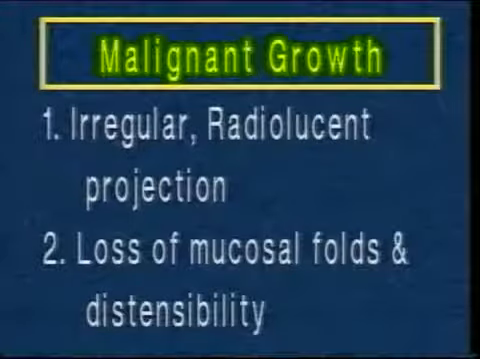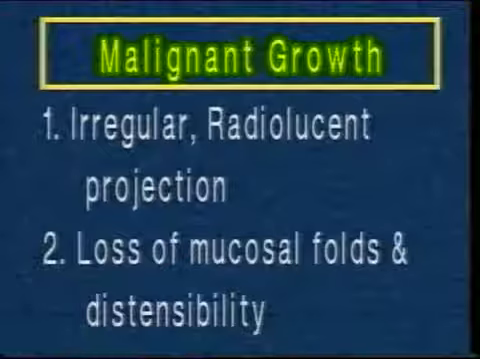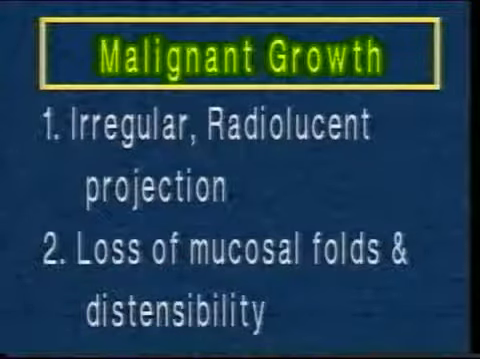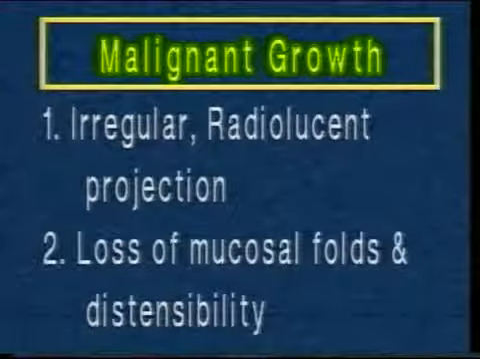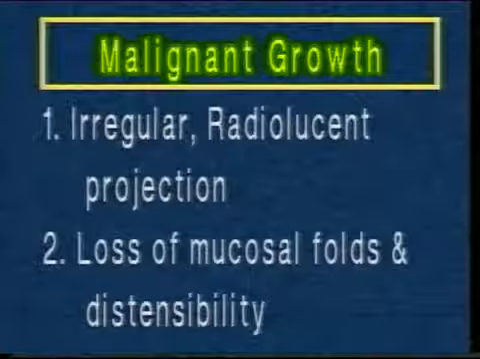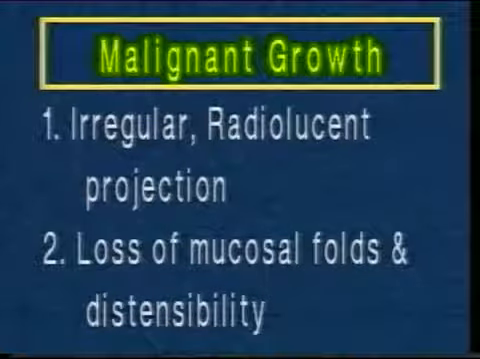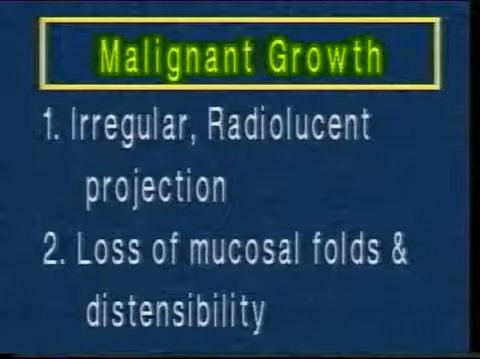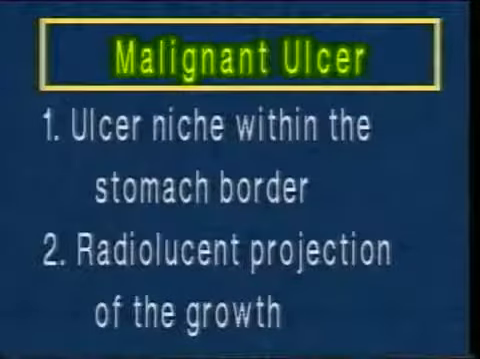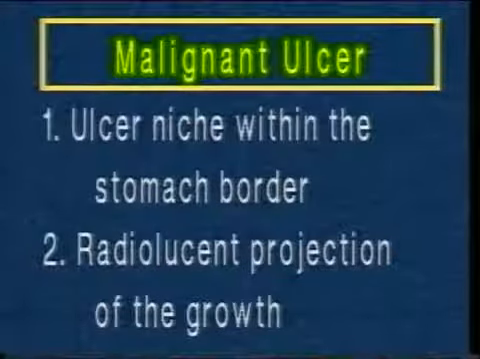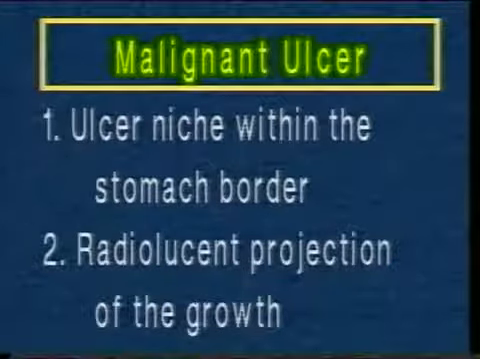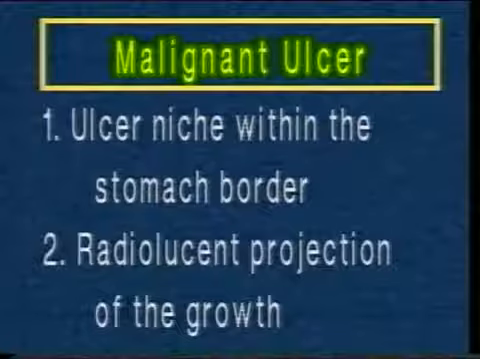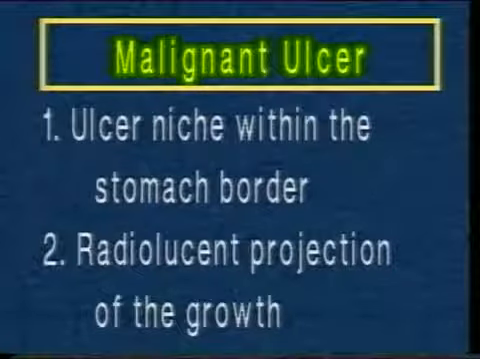So the radiological features of a malignant growth in the stomach are a radiolucent projection of the growth casting a negative shadow in the barium-filled stomach, loss of mucosal folds and loss of distensibility. And the features of a malignant ulcer are an ulcer nick which lies within the projected line of the stomach border and the radiolucent projection of the growth into the barium-filled lumen.